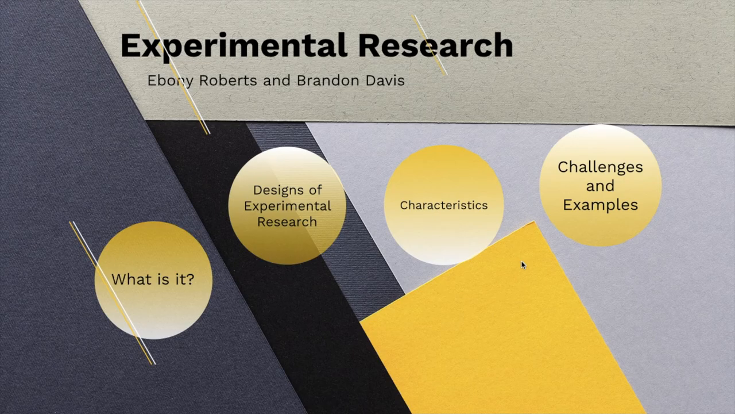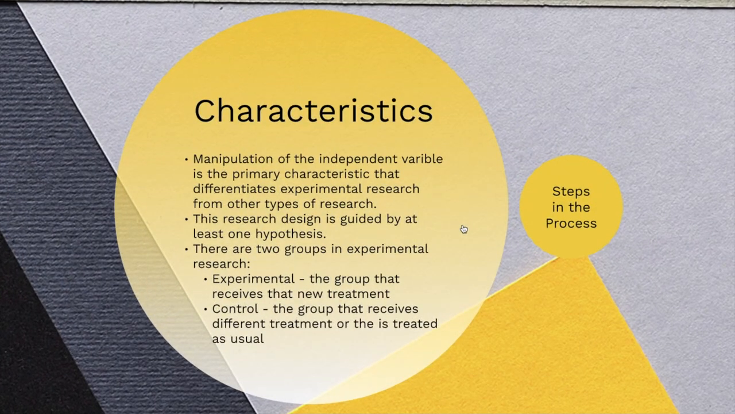Experimental research has characteristics that make it different than other research designs. Those characteristics would be manipulation or change of the independent variable is the primary or the best characteristic that makes it different than any other types of research. This research design is guided by at least one hypothesis or one problem that you're trying to prove. You can have more than one, but usually you're going to pick that hypothesis and you're going to use that as your guiding factor on how you conduct your experiment.